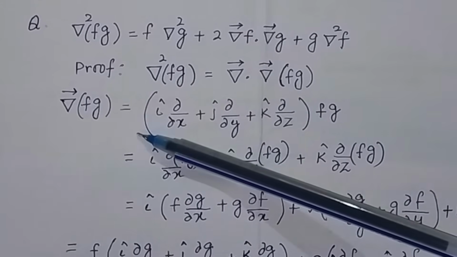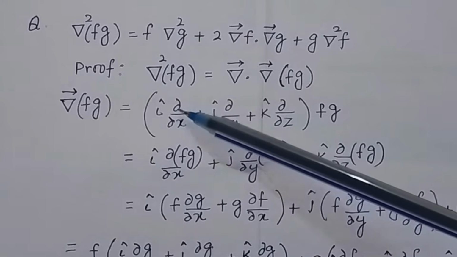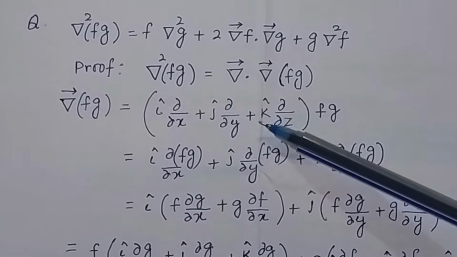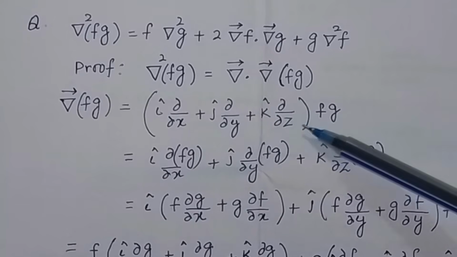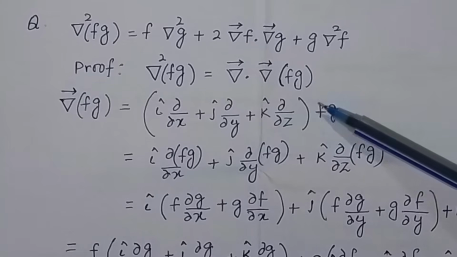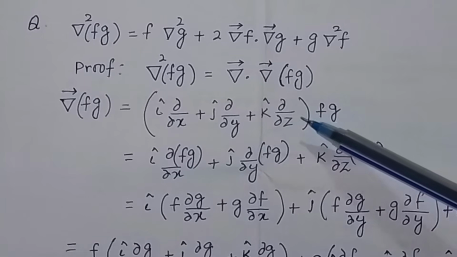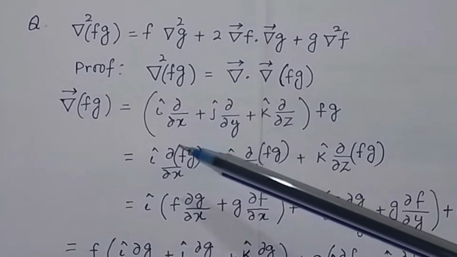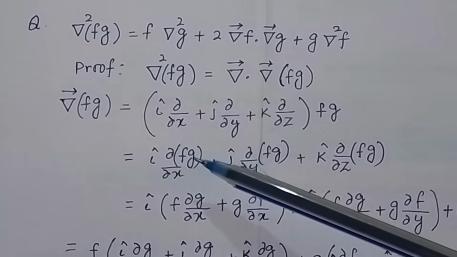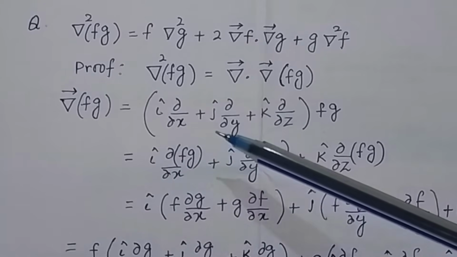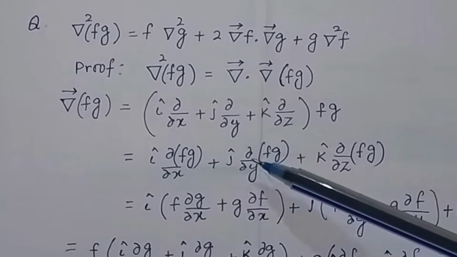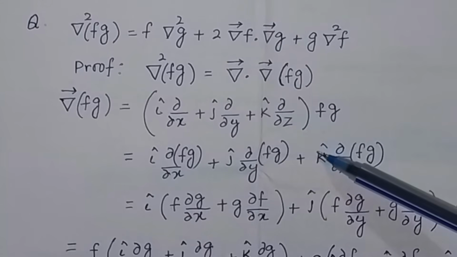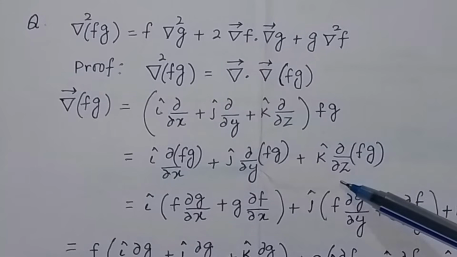Then what is del of fg? Del of fg will be equal to, this is your del operator, i cap partial derivative with respect to x plus j cap partial derivative with respect to y plus k cap partial derivative with respect to z, and f and g are two scalar functions. So if you take the partial derivative of these two scalar functions with respect to x, that will be i cap partial derivative of fg with respect to x. Similarly for the y component, j cap partial derivative of fg with respect to y, plus for the z component, k cap partial derivative of fg with respect to z.